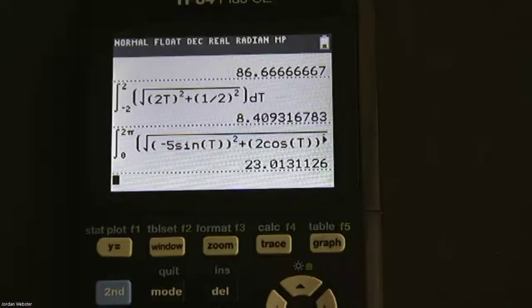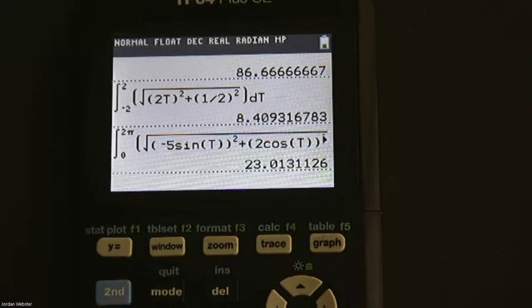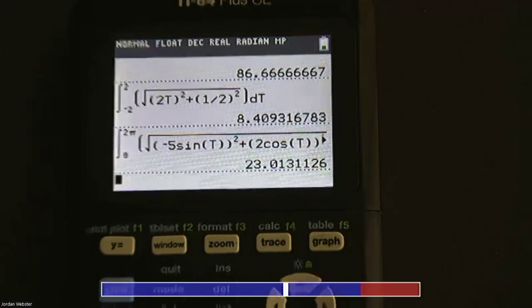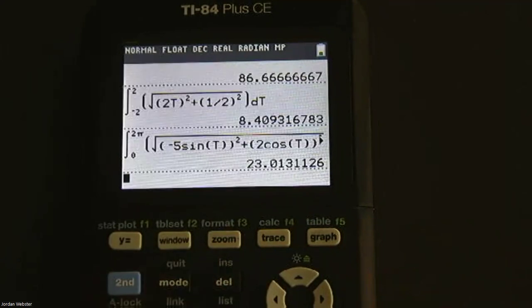So that's how we can integrate in parametric mode. As always, if you wanted to, you could have stayed in the function mode and just utilized the variable x instead of the variable t. We showed that at the beginning, but a lot of times when I integrate in parametrics, I like to use the parametric mode and then math number 9, function integrate. So that's it for this video.